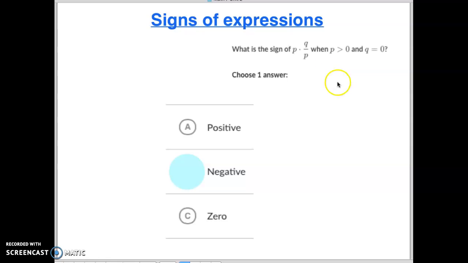Let's bring on this problem. All right. Hey, three numbers here. P is greater than zero. Numbers that are greater than zero are positive. So this number is positive, and this number down here is positive. Q equals zero.